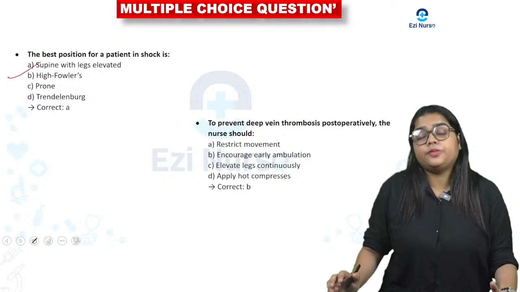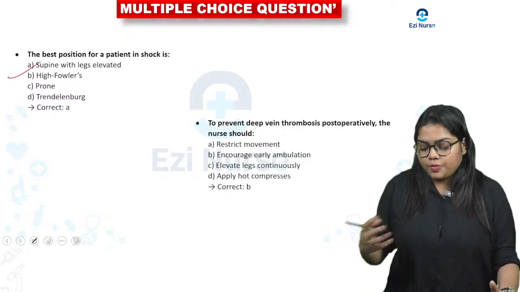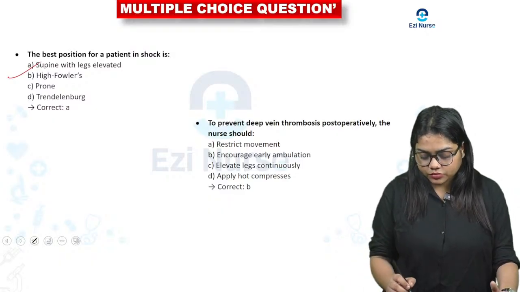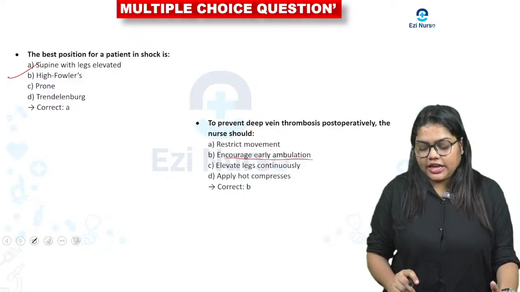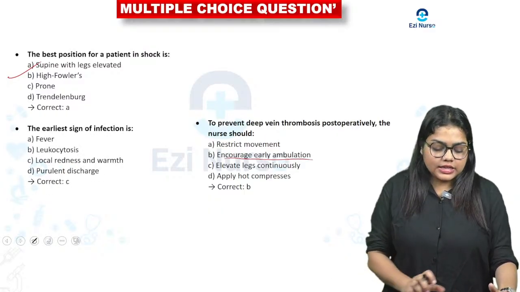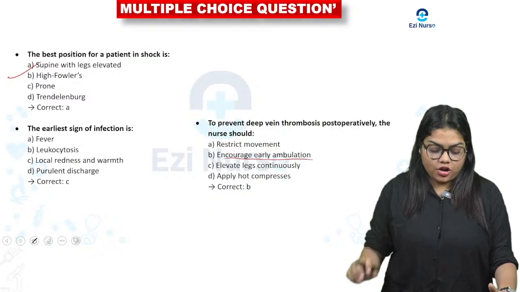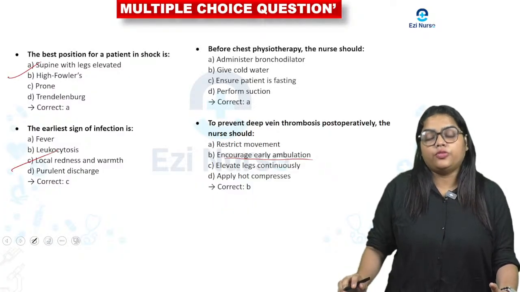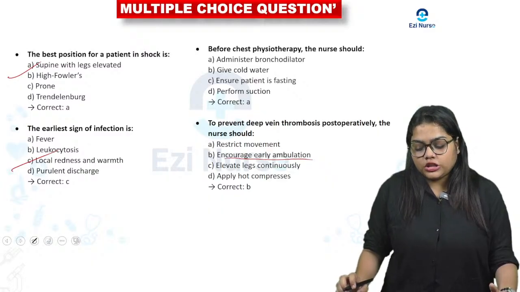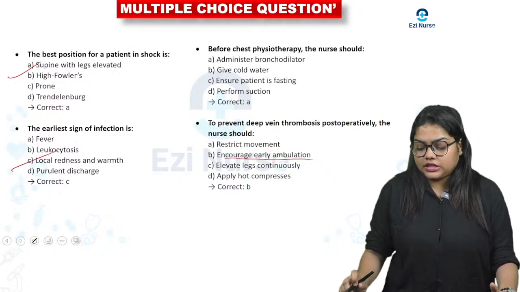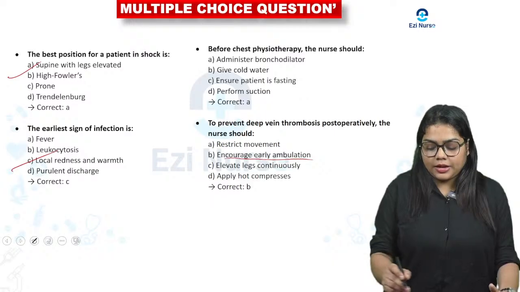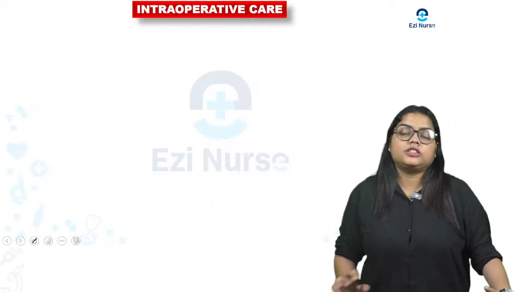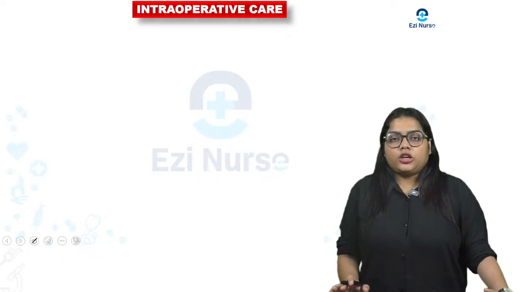To prevent deep vein thrombosis post-operatively, what should the nurse do? She should encourage early ambulation. The next question is, the early sign of infection will be option C, which is local redness and warmth. Before chest physiotherapy, the nurse should administer bronchodilators. Okay, so these are the multiple choice questions.